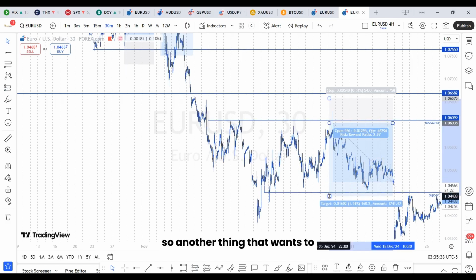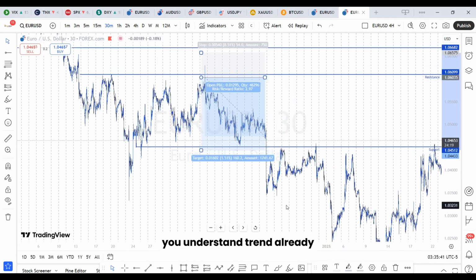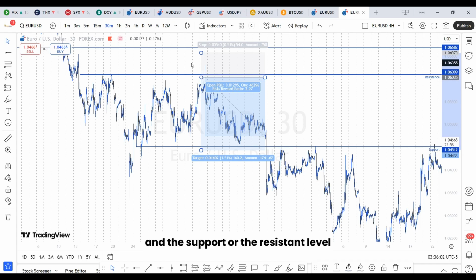So another thing that would help you is that if you understand trend already and you understand support and resistance, so when you get to a resistance level and you know that the market is trending in a sell direction, or a buy direction in a support level, you want to now know that you have a higher probability of the market continuing in that trend direction. So if you get to a support or a resistance level, you want to be looking at trend line and the support or the resistance level where you want to enter your trade and continue with that bias.